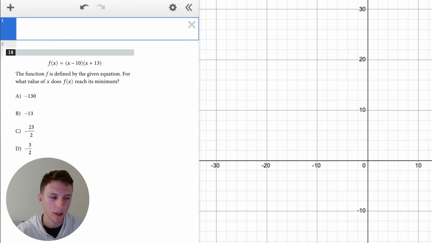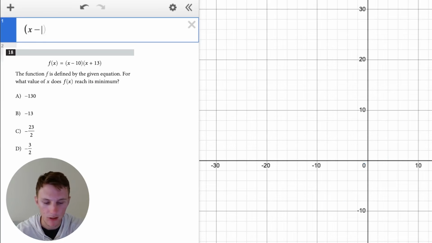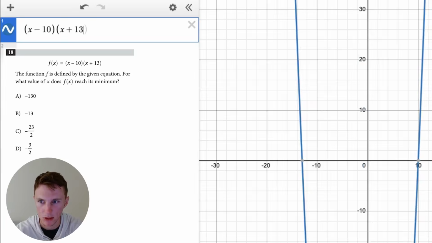So another question they really like to ask a lot is these min-max questions. And honestly, if you get one of these, you should be happy because they're really easy. So just like a lot of the questions we've done before, you're just going to type in the equation as it comes. So x minus 10 times x plus 13.